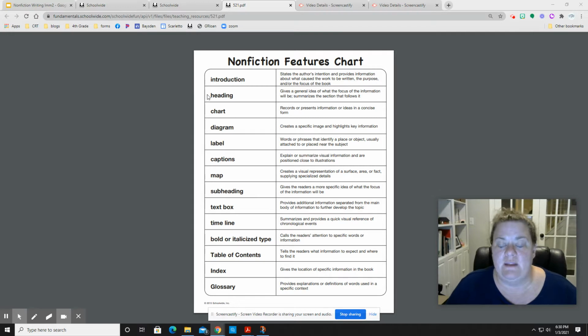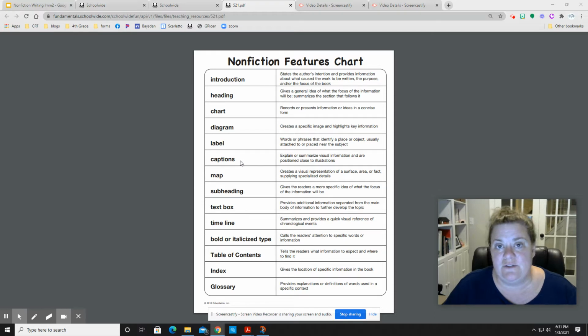So headings are definitely going to help us navigate. But a chart and a diagram and a label, those are all going to help us visualize. We haven't seen those yet in any of our texts so far, but those three things would help us visualize the parts of something or a visual representation of a lot of data, like numbers, and make everything concise and easy to see, the way a picture would represent it.